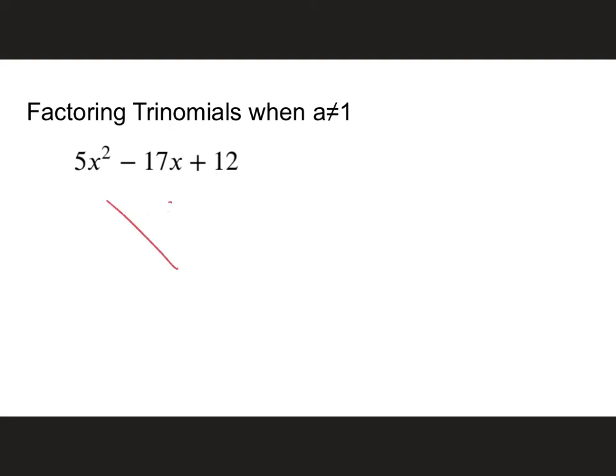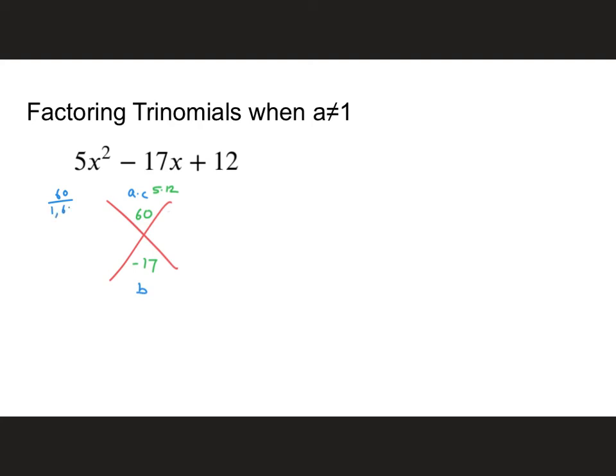So I'll draw my little x, and I know up here it's a times c, and down here it's b. So I'm looking for the pair of numbers that multiplies together to give me 5 times 12. 5 times 12 is 60. And I'm looking for the numbers that multiply together to give me 60 and add together to give me negative 17. Now this one's a little harder. I've got to think a little bit more. I'm going to have to figure out what numbers will multiply together to give me 60. So let's see here, 60.